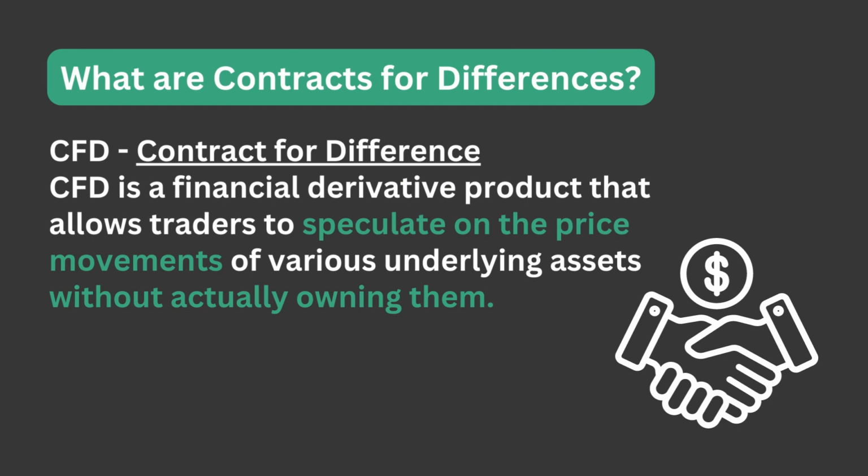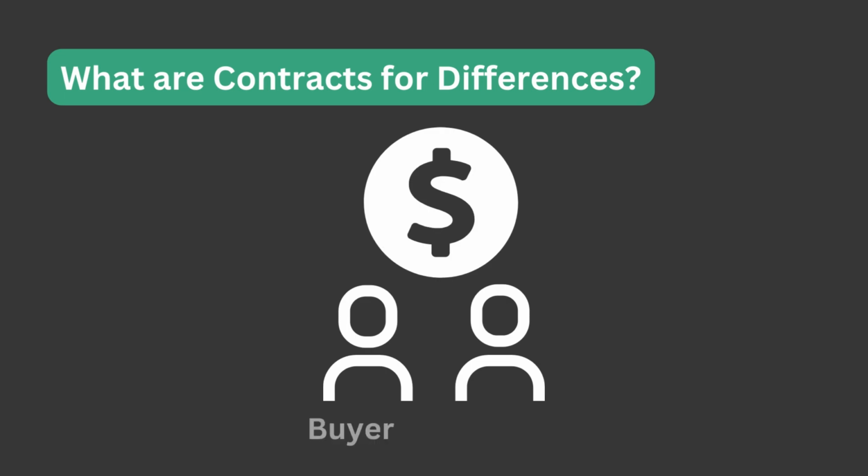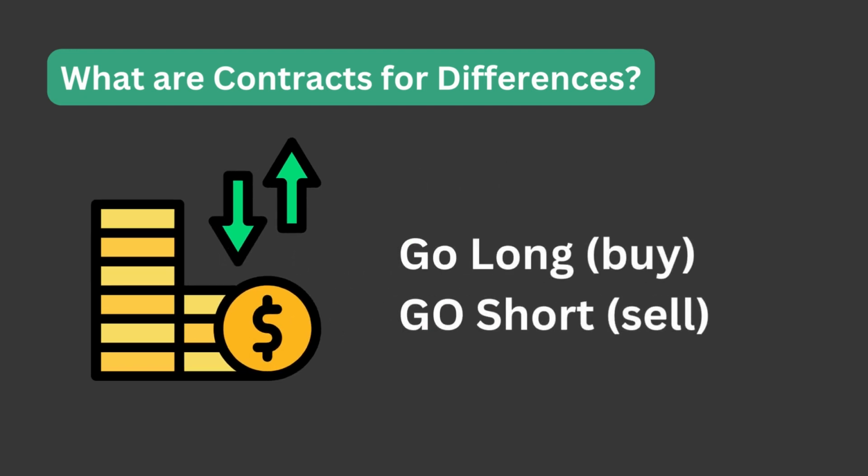CFD stands for Contract for Difference, which is a financial derivative product that allows traders to speculate on the price movements of various underlying assets without actually owning them. In a CFD, two parties, the buyer and the seller, agree to exchange the difference in price of an underlying asset from the time the contract is opened to the time it is closed. CFDs allow traders to potentially profit from both rising and falling markets since they can go long or short on an asset.